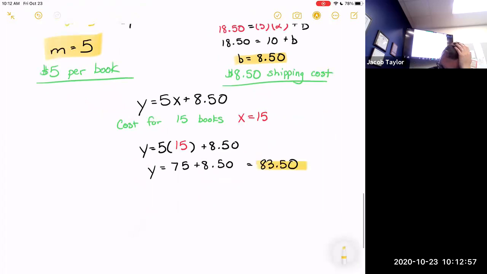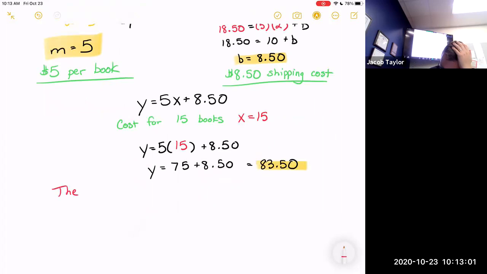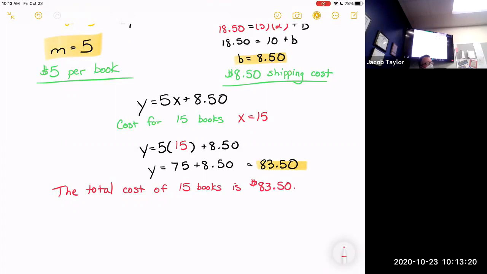So what's our conclusion here? The total cost for 15 books is $83.50. If I could get free shipping, it'd only be $75. I could save myself the $8.50. But probably they said free shipping on orders that are at least $76, and I didn't quite get there.